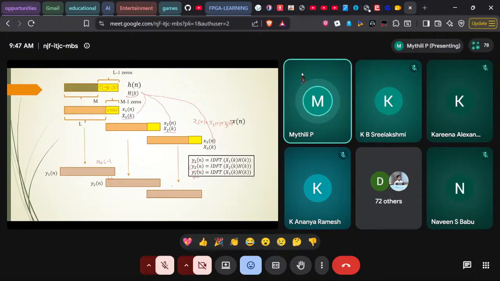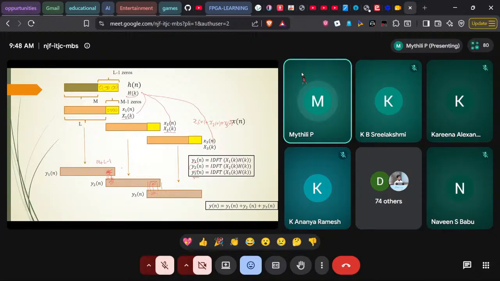Now in the overlap add method, you get the output by simply adding all the blocks. That means you are adding the overlapping points. How many zeros you added, that much overlap will be there. Suppose you added 2 zeros here, 4 zeros are added here, then the number of overlap will be 4 points. You have to add them. Here also, you have to add these points and get the final sequence y of n.